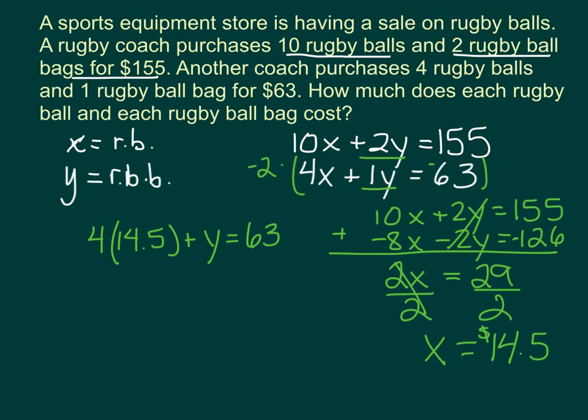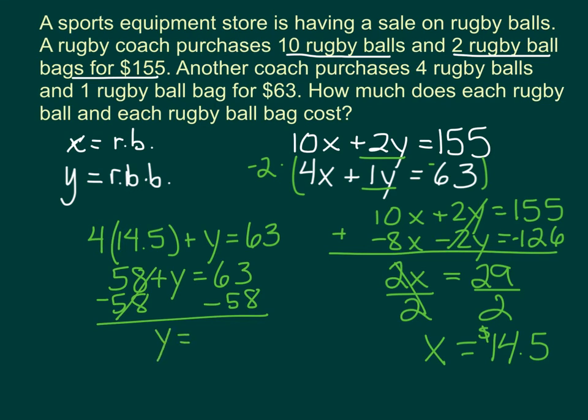All right, multiply that and you've got, let's see here, 58 plus y equals 63. Subtract 58 from both sides, and y is $5.